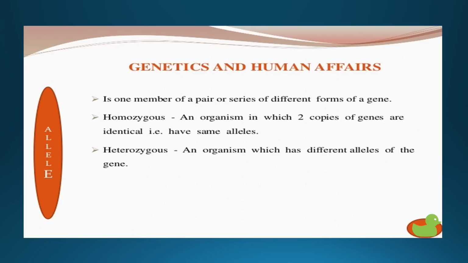So before going into the patterns of inheritance, let us go into the general terminology of genetics, that is homozygous and heterozygous. Homozygous means that in an organism, if the gene has the same alleles, then we call it homozygous. Heterozygous means that if an organism carries two different alleles on a gene, then that is called heterozygous.